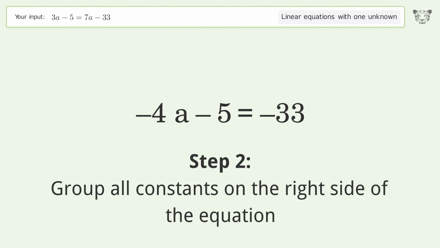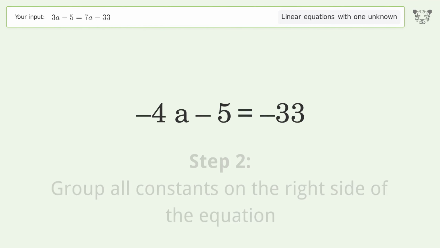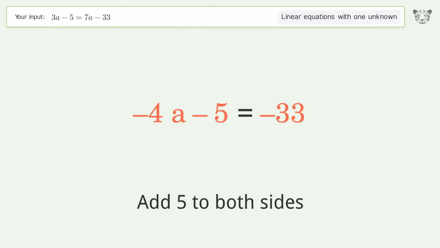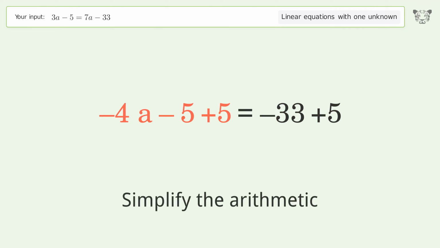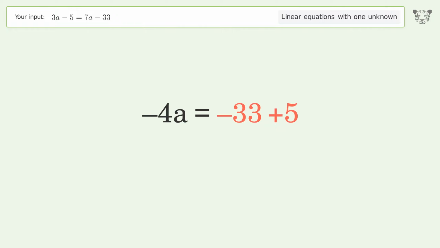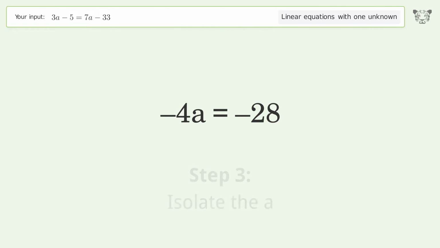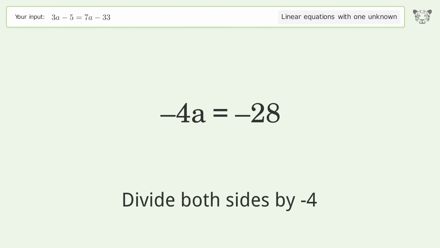Group all constants on the right side of the equation. Add 5 to both sides. Simplify the arithmetic. Isolate the a. Divide both sides by -4.